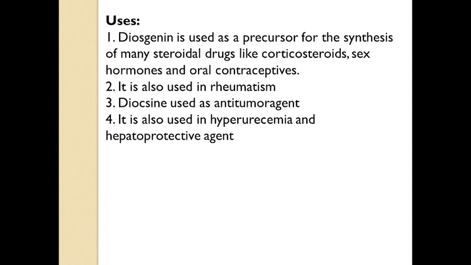So these are the uses of Dioscorea, which contains mainly diosgenin and dioscin. These are the important chemical constituents, and they are used in treatment of various types of conditions or various diseases.